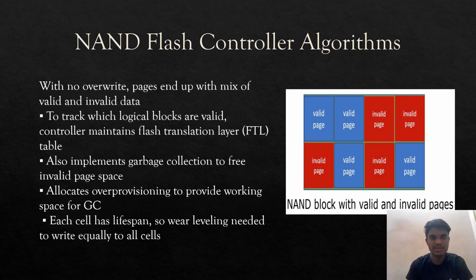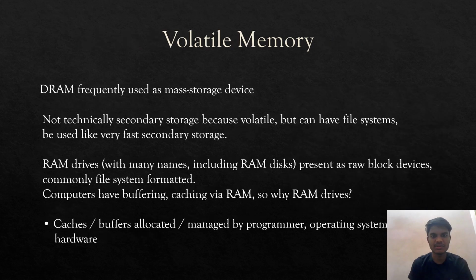Next, NAND flash control algorithms. With no overwrite, pages end up with a mix of valid and invalid data. To track which logical blocks are valid, the controller maintains a flash translation layer (FTL) table. It also implements garbage collection to free invalid page space. It allocates over-provisioning to provide working space for GC. Each cell has a lifespan, so wear leveling is needed to write equally to all cells.